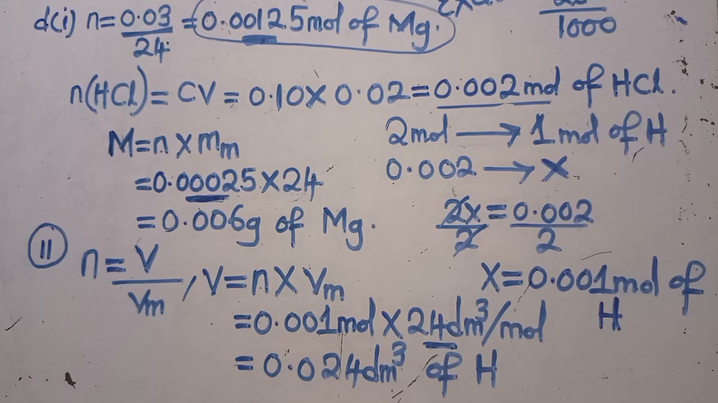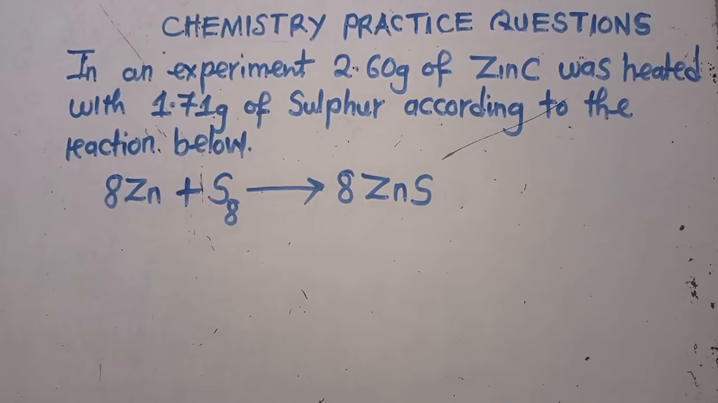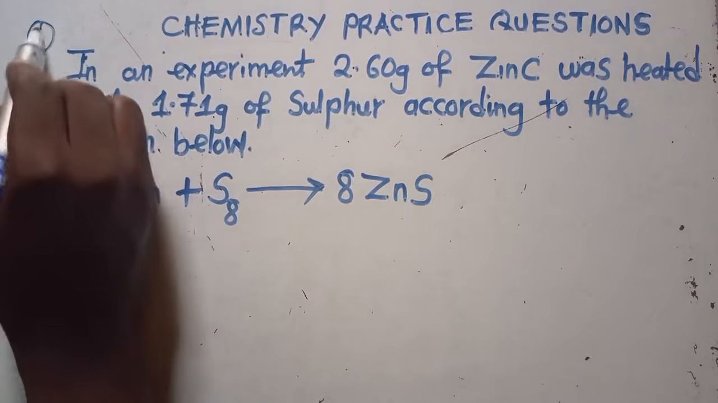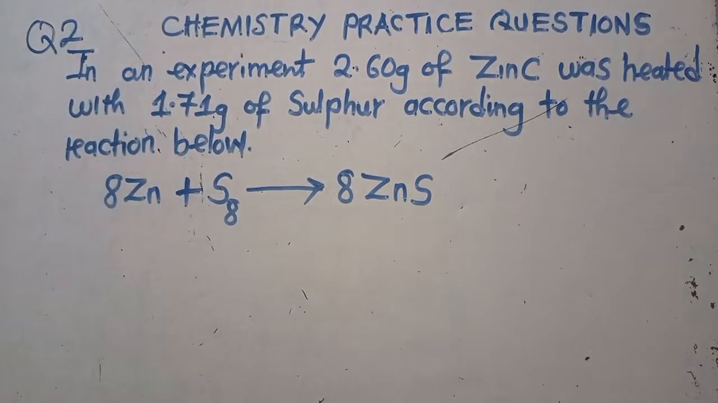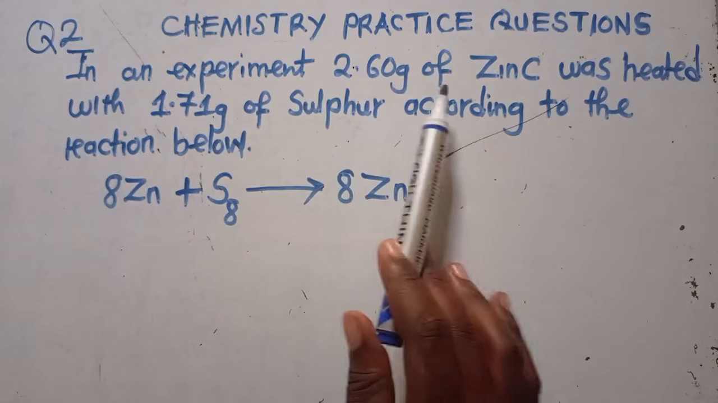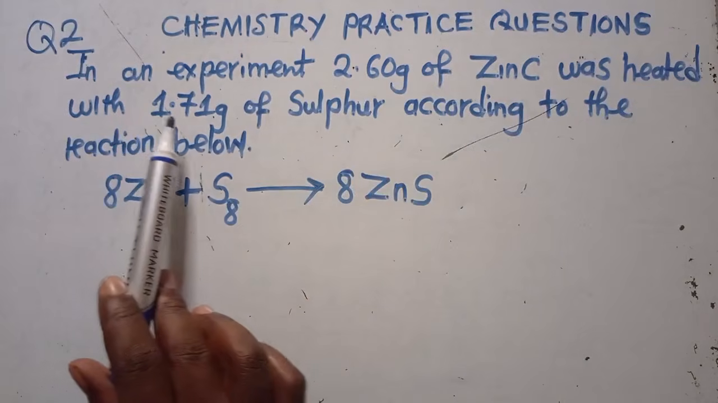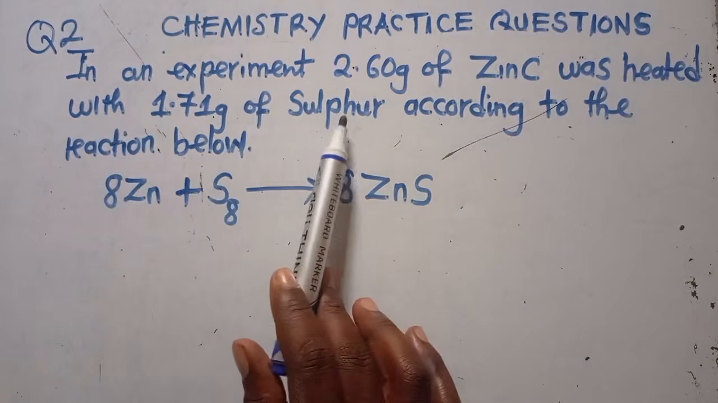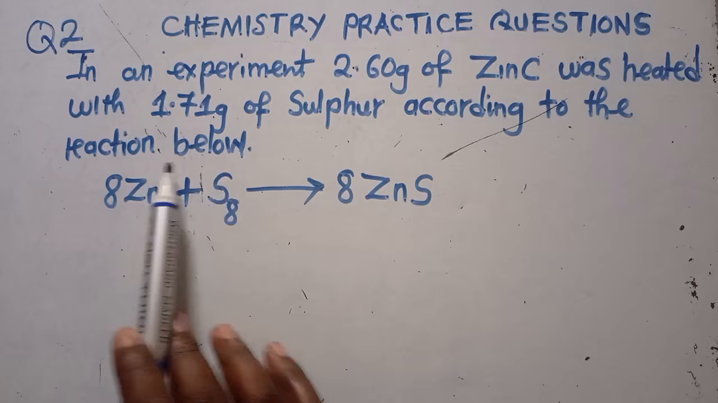Let us now move on to question number 2. So let me just write down question number 2 and see how we are going to answer it. In an experiment, 2.60 grams of zinc was heated with 1.71 grams of sulfur according to the reaction below.